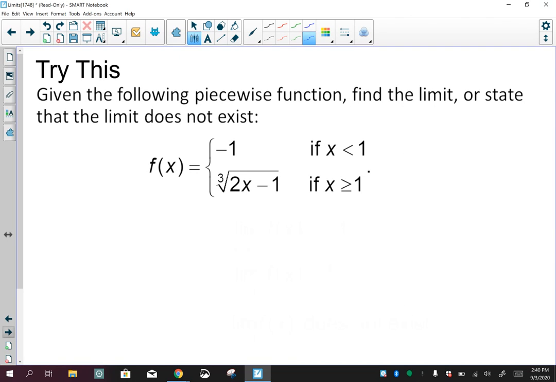Let's try it again. I'll give you a couple moments to see if you can figure this one out. Hit pause in the video, work this problem out, and when you have it worked out, hit play.